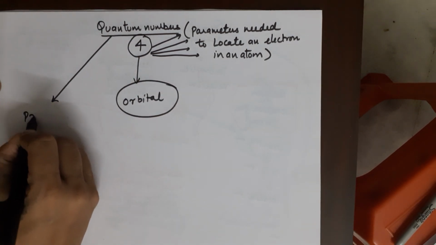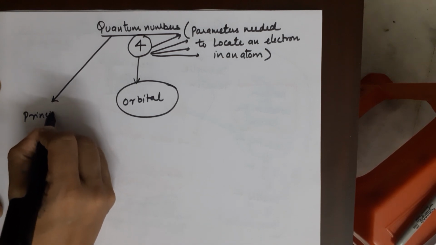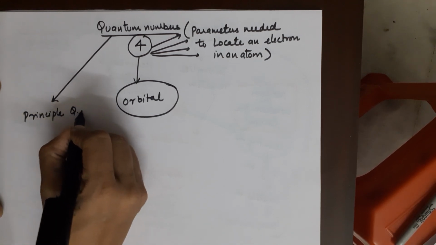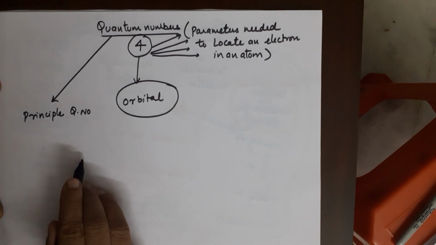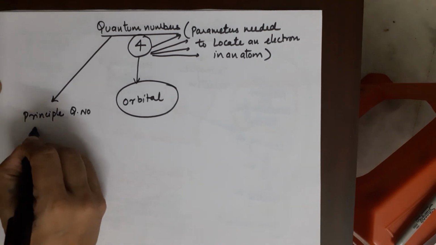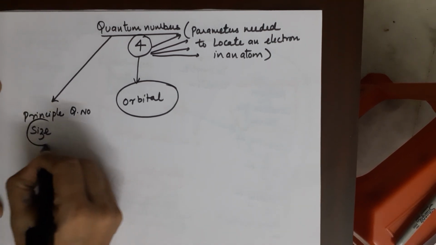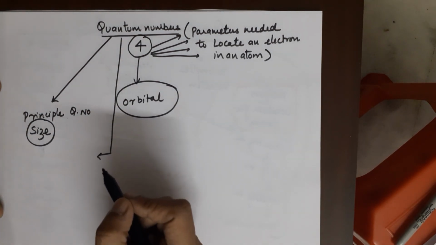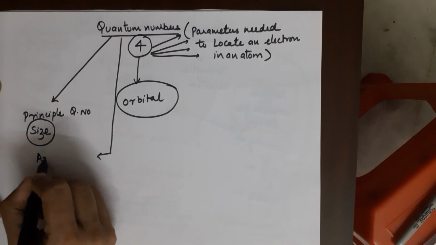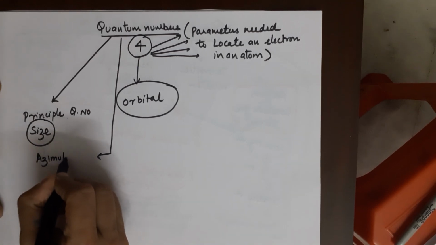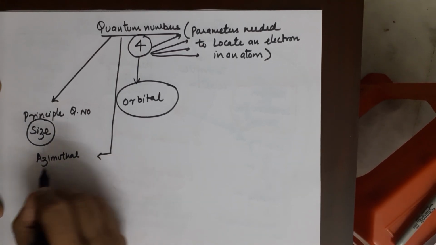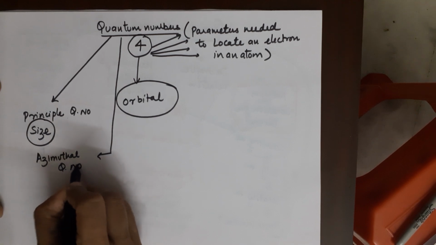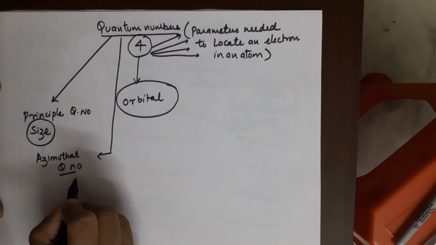The first quantum number is called the principal quantum number. Now this principal quantum number is only for the size of the orbital. The second quantum number is called the azimuthal quantum number. There are other names to it also. This quantum number helps you to find out the shape of the orbital.